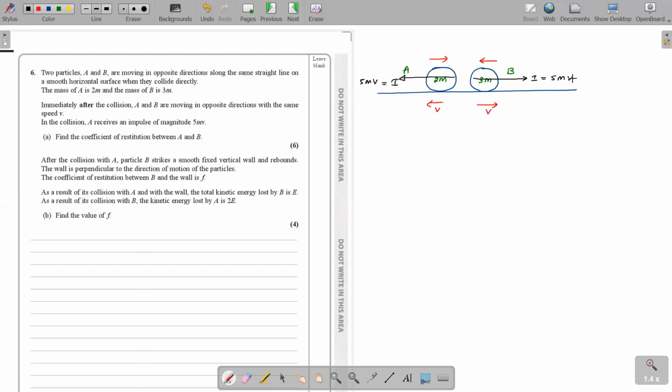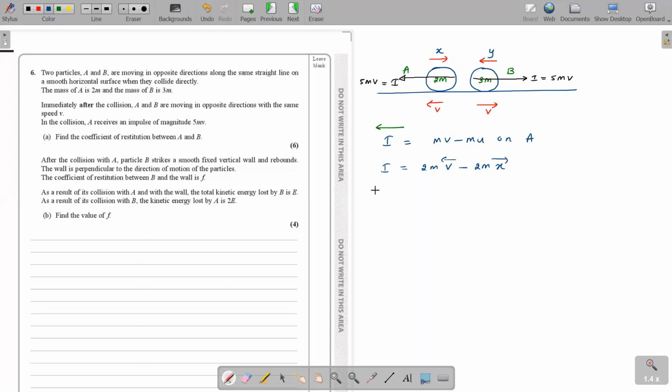I think before we go for restitution, what do we need to do here? We need to find the two initial speeds. So let's take our two initial speeds as x and y. Then I'll use I equals mv minus mu on A first. And when you're using it on A, we need to consider backwards as positive, because the impulse on A is in the backward direction. So I equals mass 2m, final speed v, that is backwards, minus mass 2m, u is x, which is forward.